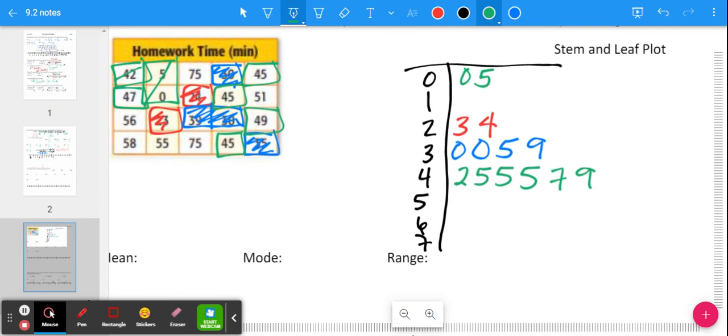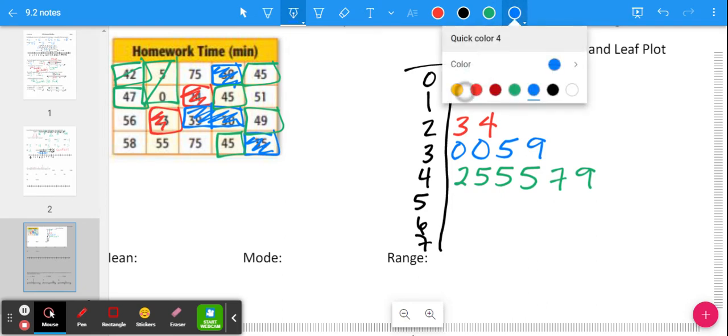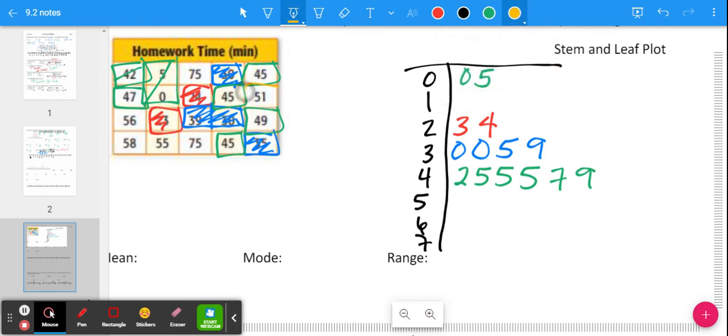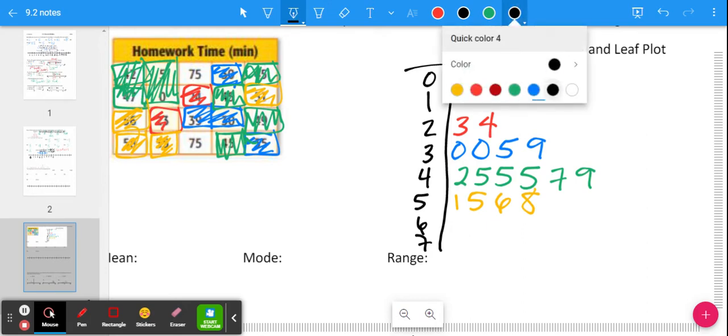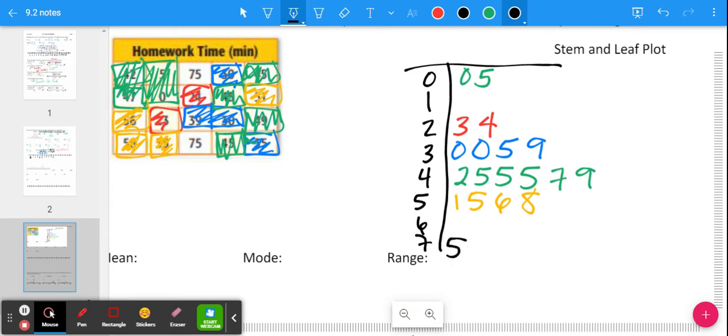And then to the 50s, there's 51, 56, 58, and 55. So when I put those in numerical order, there's 51, 55, 56, and 58. And the last two numbers are 75s, so I'm going to put those down here next to the 5. So there's one 75 and the other 75.